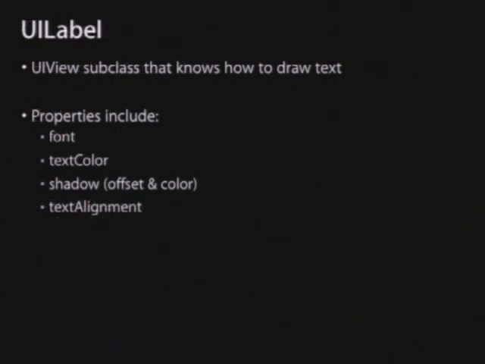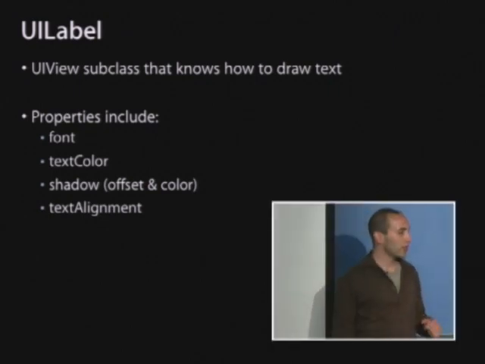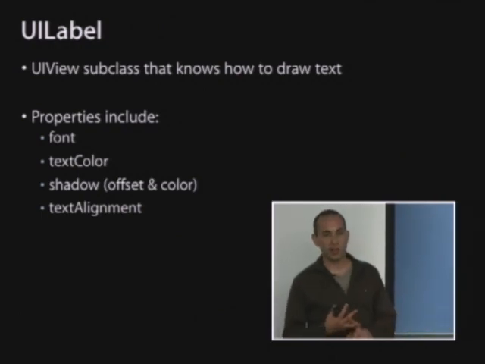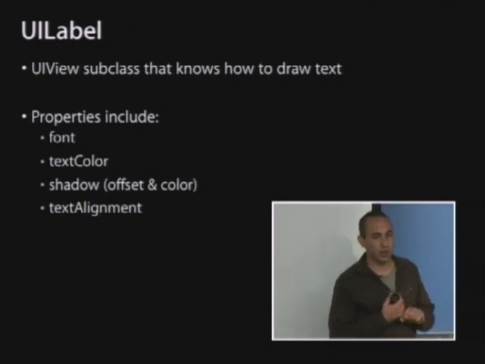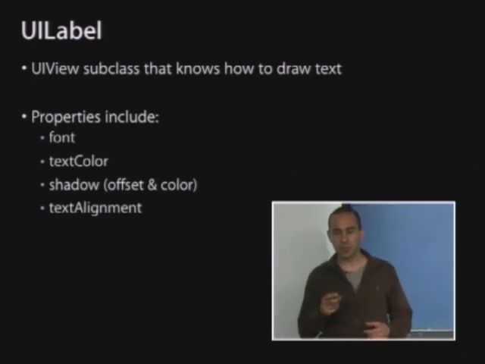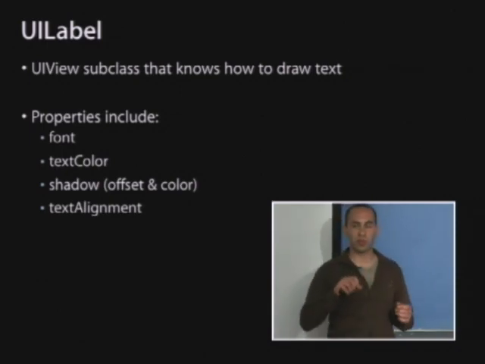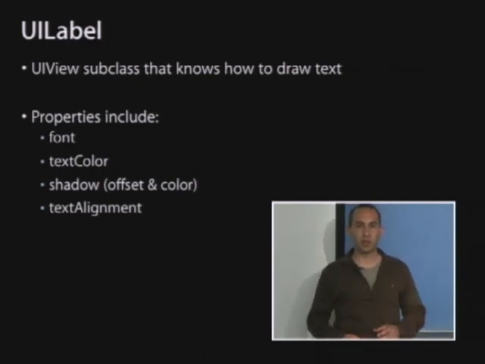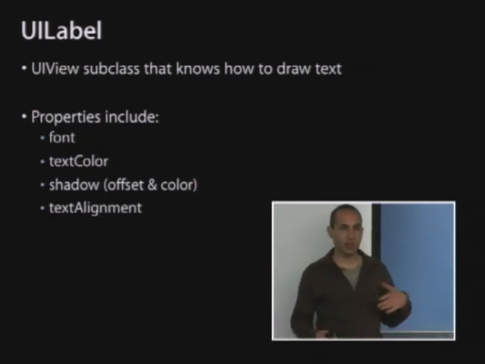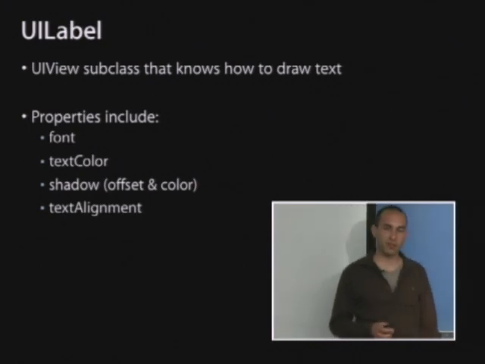So a UILabel, this is the string drawing UIKit class, a UIView subview. It knows how to draw text. It has all kinds of different properties, including font and text color. The shadow is really useful. You'll actually notice shadows used all over the place on the iPhone. If you look at anything that looks like it's etched into a metal background or a navigation bar, that's all a 1 pixel white shadow or black shadow. And that's all built into UILabel. And text alignment, so if you want to center or shift, adjust left, that's all there.